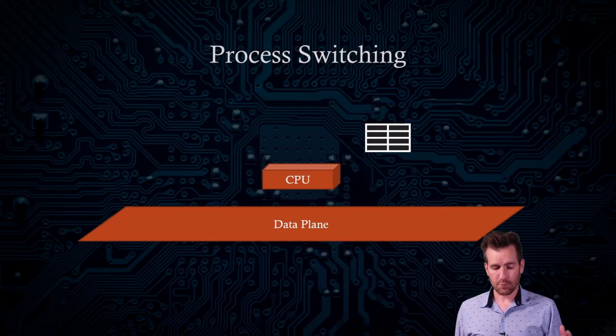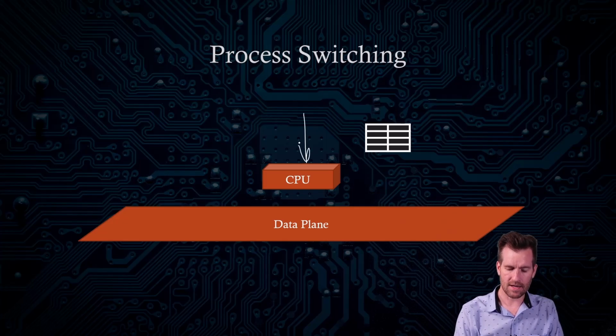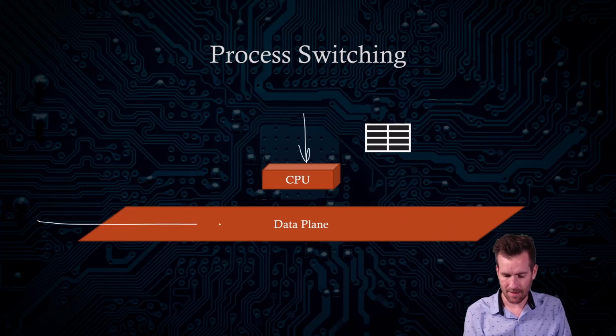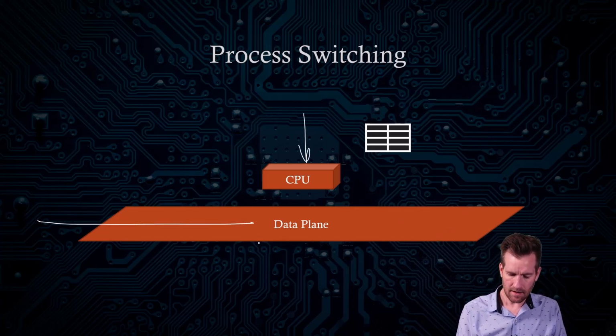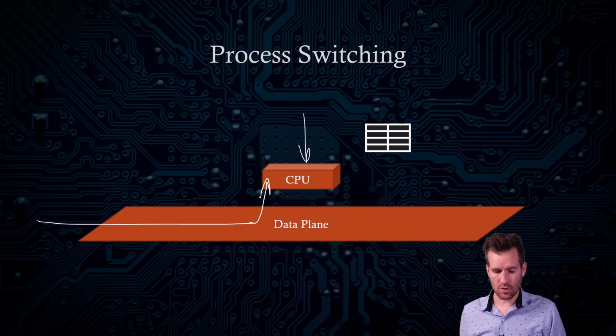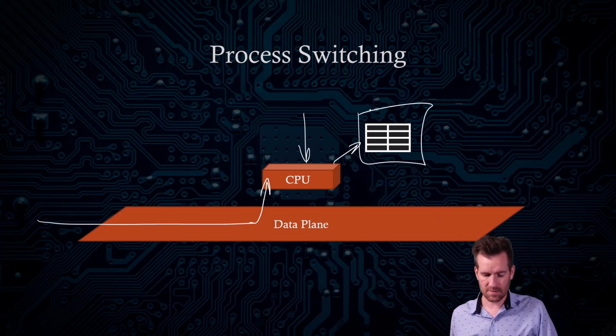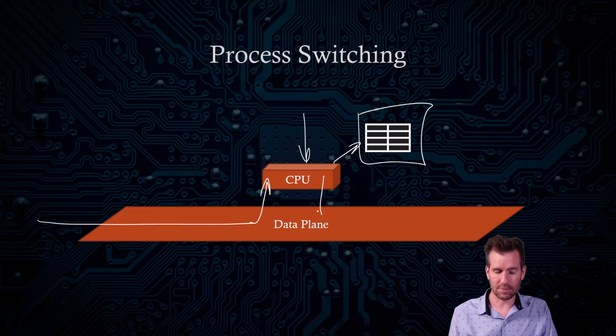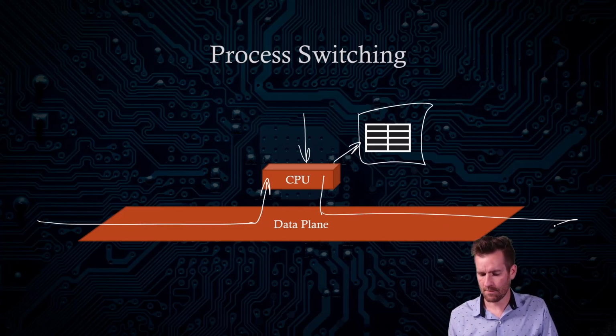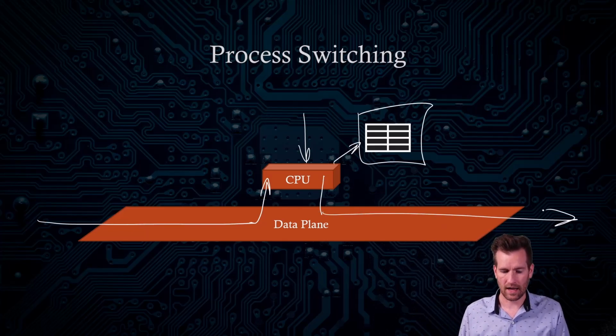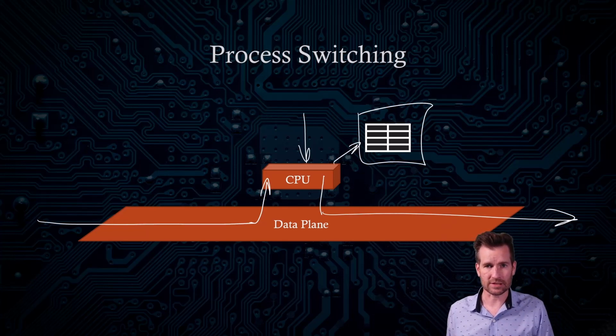So let's look at process switching. So process switching, pretty much it all happens on the CPU. The packet comes in, the data plane sends it to the CPU. The CPU references the routing table to see where it's supposed to go, tells the data plane where it's supposed to go, and that packet gets sent along its way. So that would be process switching.